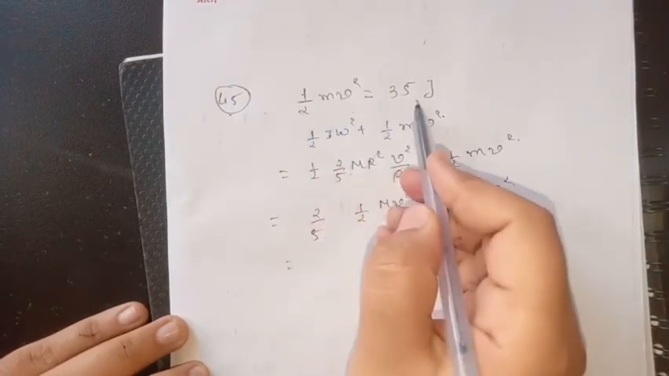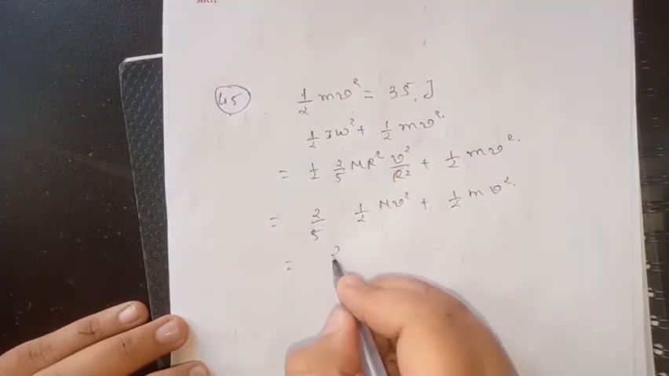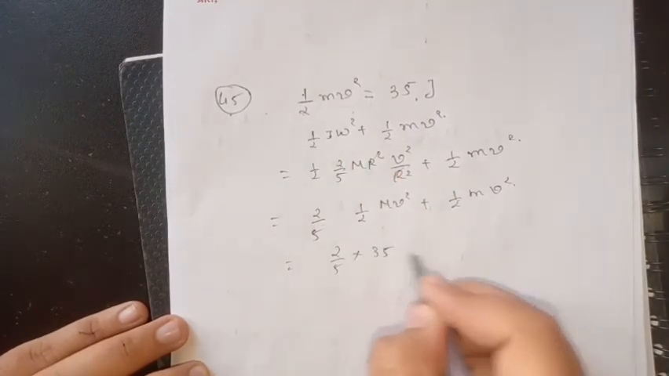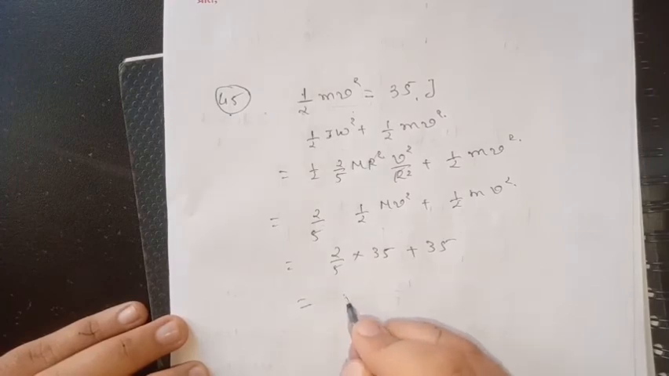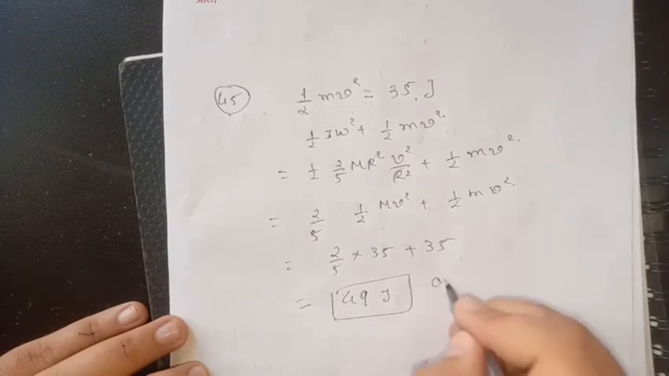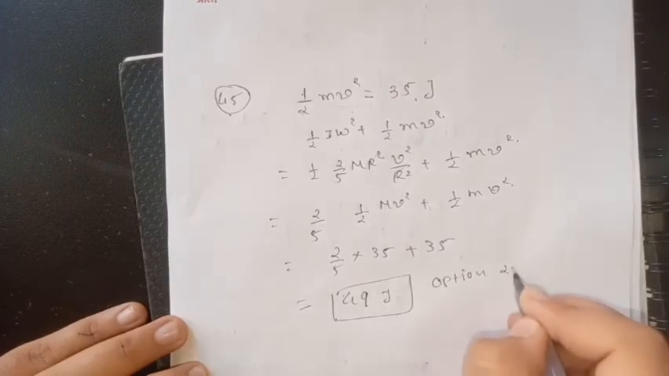But we know that half m v square is 35. So 2 by 5 into 35 plus 35. Simplify this, we'll get answer 49 joule. So option 2 is correct.